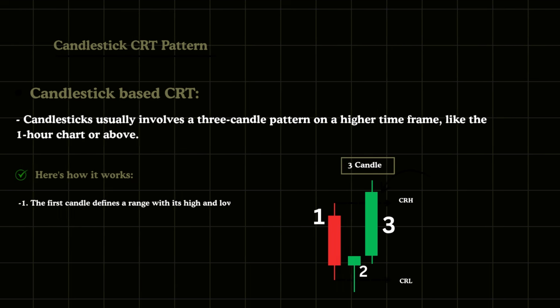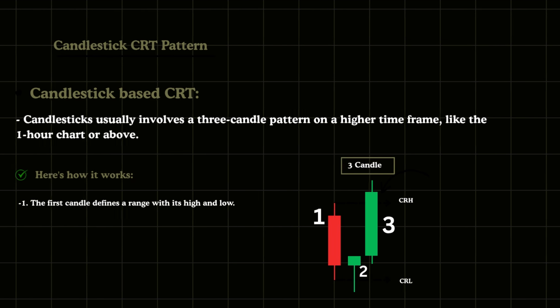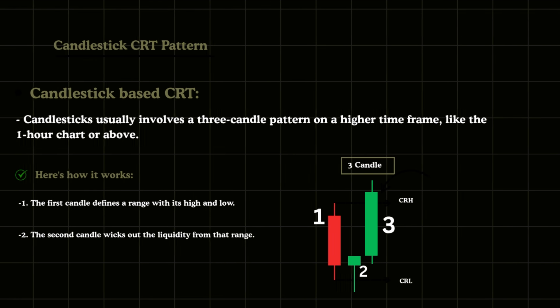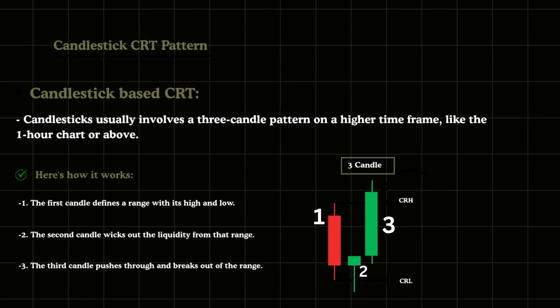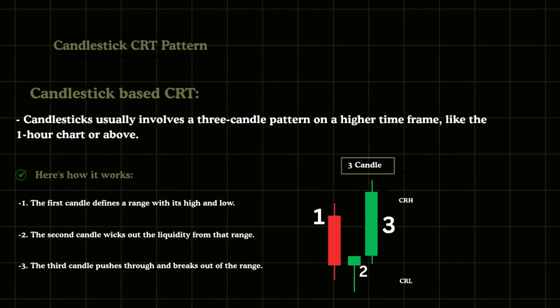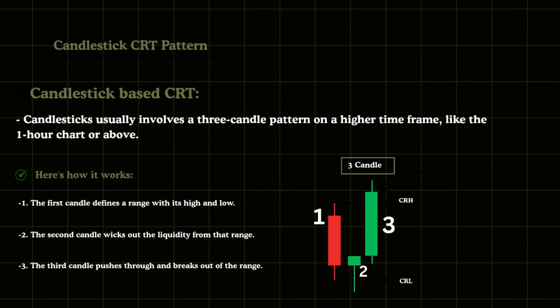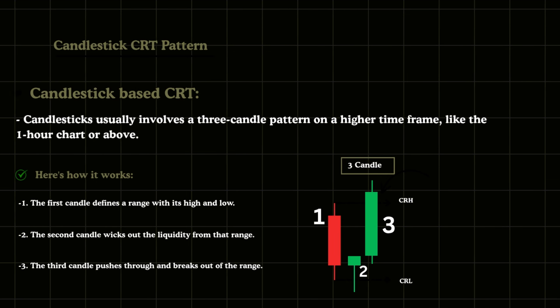The first candle defines a range with its high and low. The second candle wicks out the liquidity from that range. The third candle pushes through and breaks out of the range. However, CRT isn't limited to just 3 candles. The model can unfold over more candles as well.